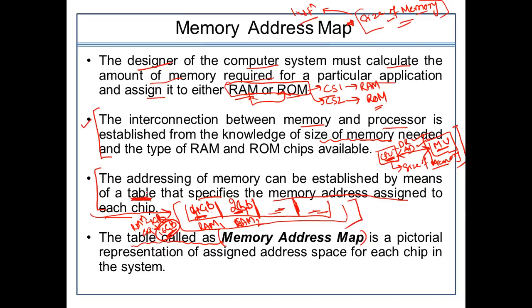This is the reason why we need a table to demonstrate which particular address lines are addressing RAM 1, which particular lines are addressing that the data is stored in RAM 2, and so on and so forth. The table we are going to learn in the next slide will be called the memory address map, and it is basically nothing but the pictorial representation of the assigned address space for each chip in the system.